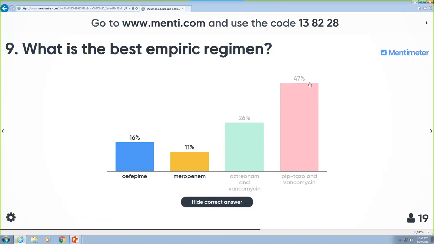So most people picked piptazo and vancomycin. I think there are 2 possible choices here. Cefepime or meropenem wouldn't be wrong. We try to limit the use of meropenem in the hospital. Because she's not in the ICU, we don't need the extra MRSA coverage that's provided by piptazo and vancomycin. Cefepime or meropenem would be adequate in her situation.